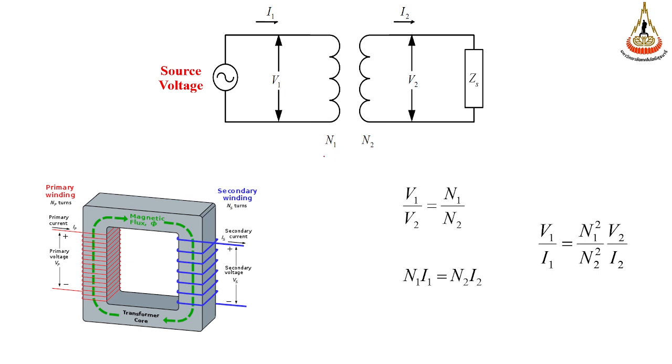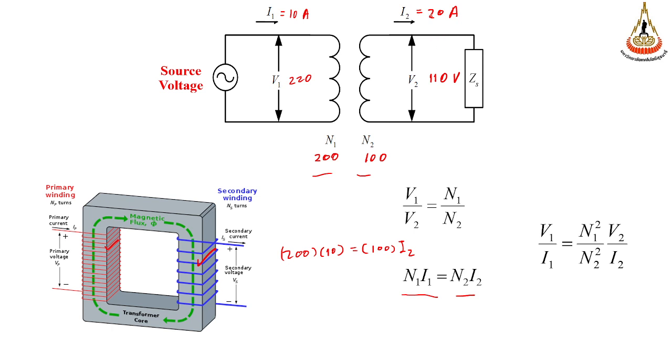Let's see an example. For example, N1 is 200 turns and N2 is 100 turns. The voltage is 220, so what is V2? V2 would be 110 volts. And if the current is 10 amperes, what is I2? In this relation, I2 is opposite to V. I2 will be 20 amperes, because 200 times 10 equals 100 times I2.